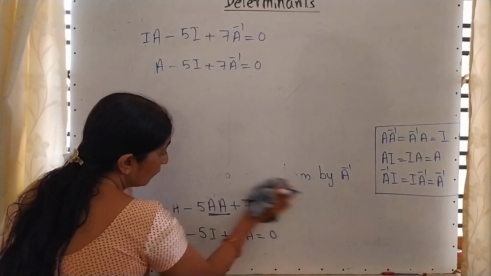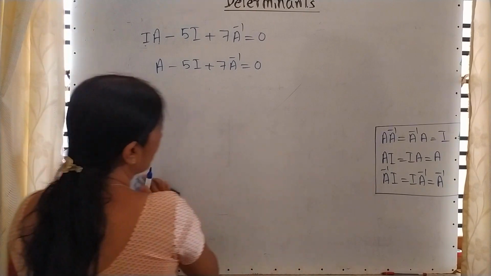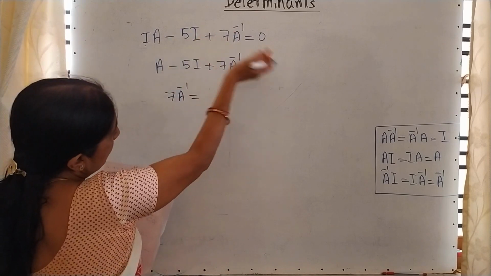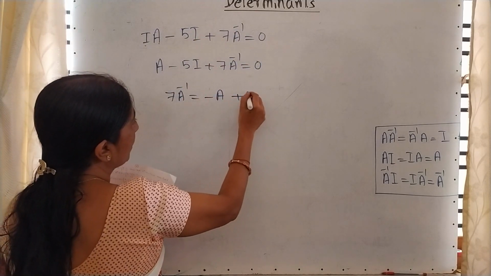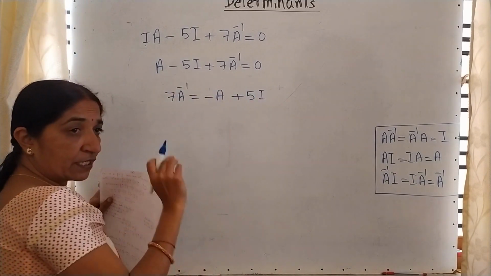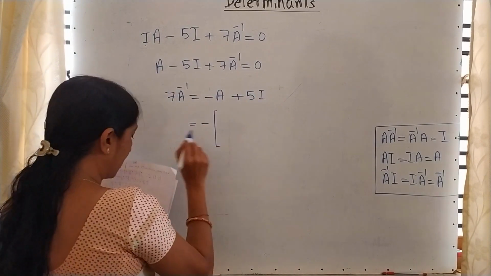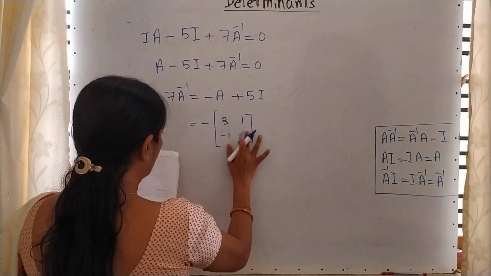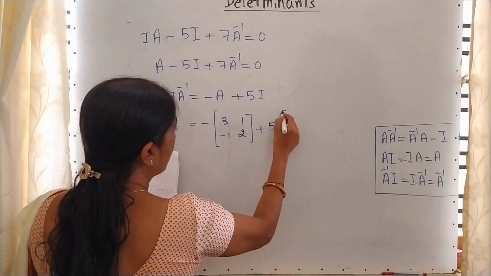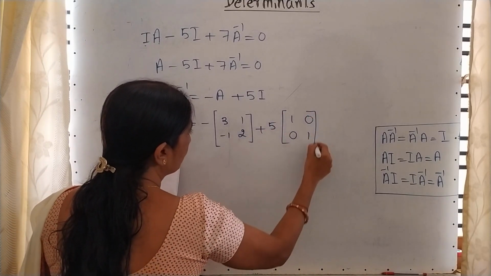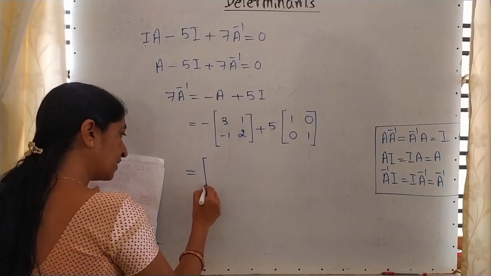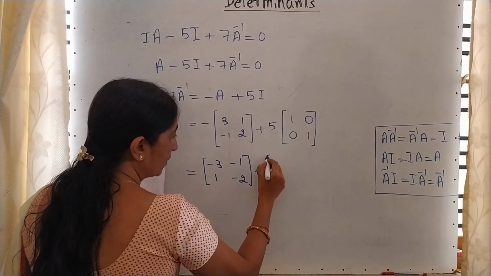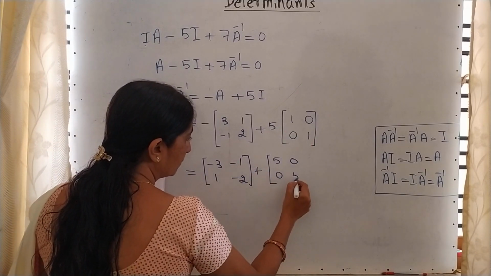And students, we want A inverse, means keep the A inverse term on left side as it is, the remaining terms on right side. Taking plus A on that side, minus A, and it is plus 5I. Don't take 7 on that side directly. First simplify this. Write down that A value. What is A? Plus 5. I is identity matrix. Yes. Here I am taking minus inside, means each term is multiplied with minus. And here I am taking 5 inside. Now simplify this.